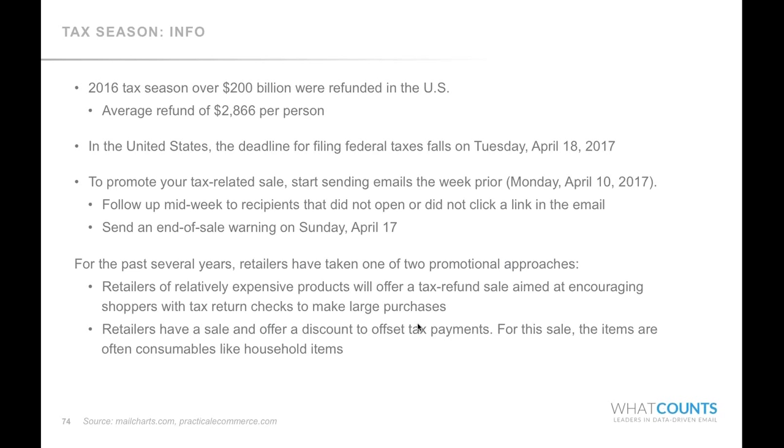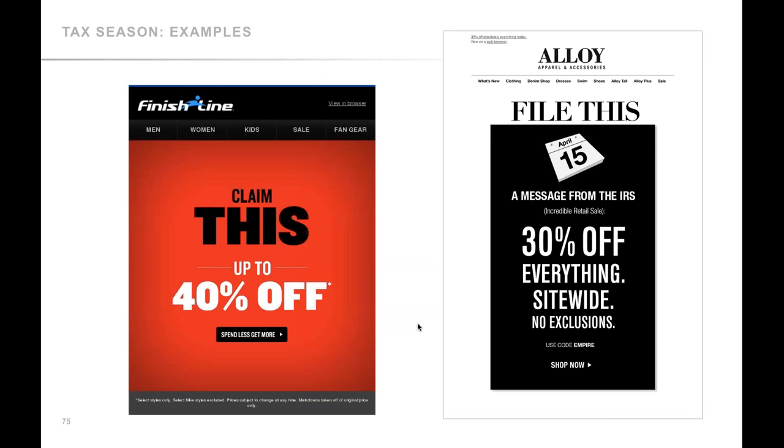There's one where retailers that sell relatively expensive products offer a tax refund sale that's aimed at encouraging those shoppers who are getting the $2,800 or however much they get back, encouraging them to use that to make some large purchases. And then on the other hand, there's retailers that have a sale or offer a discount to offset tax payments. So for this sale, items are often consumable, like household items, things like that.